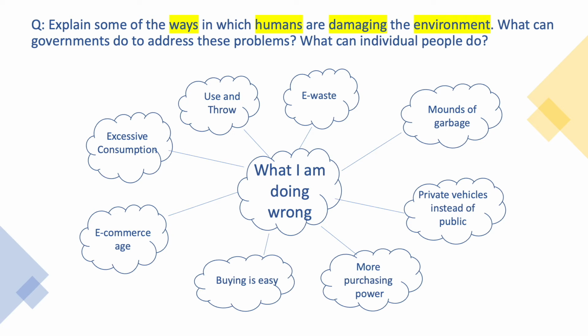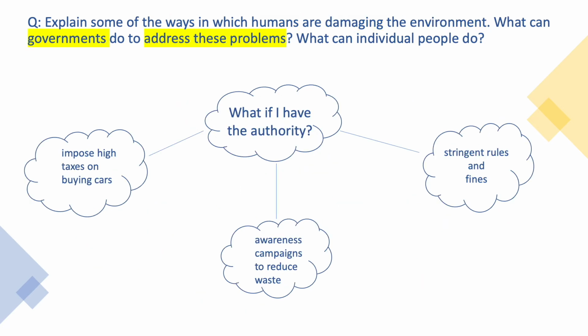Let's look at the second part of this question. Now, I have centered myself as what if I have the authority to bring about the change? What if I am in the government? What I would do? I would impose high taxes on buying cars. This will motivate people to move towards public transport. I would arrange awareness campaigns to reduce waste. I would also impose stringent rules and fines for breaking any environmental laws.